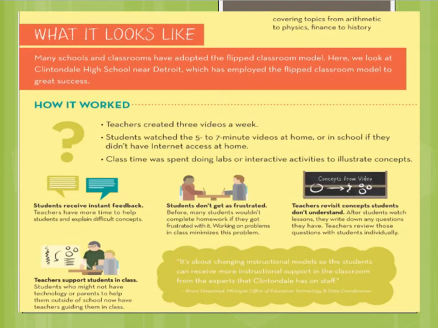So what does it look like? We will look at a model of a high school in the US. What they did was the teacher created 3 videos, and the students watched them, 5 to 7 minutes each, at home. If they don't have internet access at home, which is true for some of the students, they can watch it in school, or they can come earlier in the morning to watch it. And the class time was spent during labs or interactive activities to illustrate concepts.